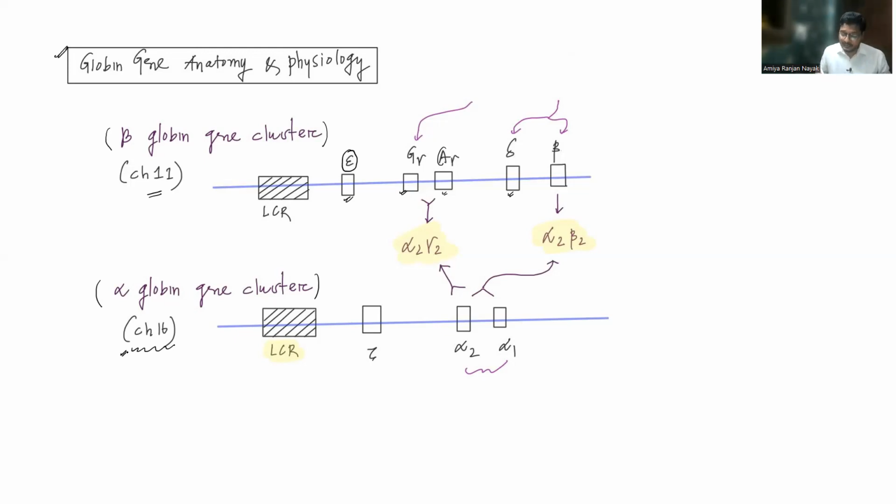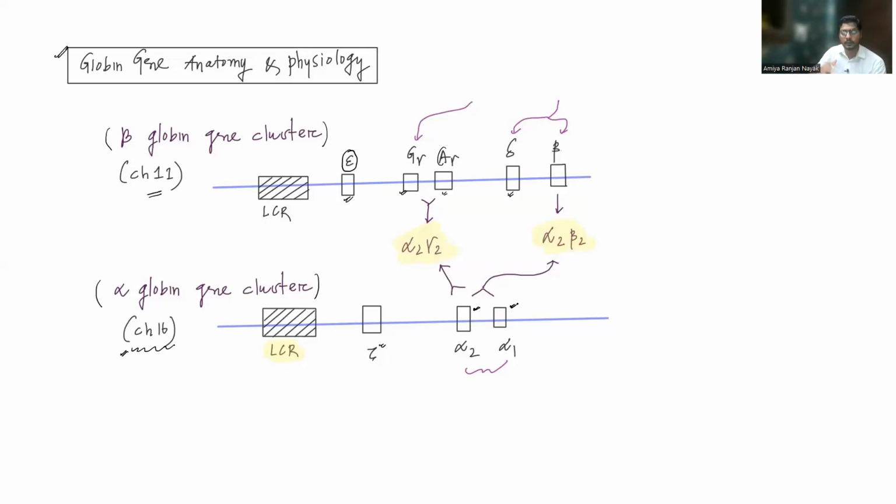So this will have genes for zeta globin, and it will also have genes for alpha globins. For alpha globin, we have two genes, and for gamma globin also we have two genes. But what is important to remember is this: alpha globins have two genes. Okay. The importance of this we'll discuss when we discuss alpha thalassemia.